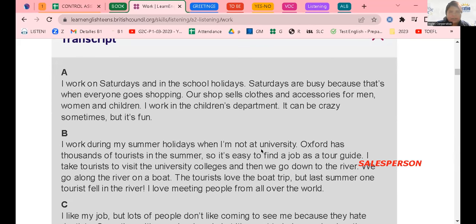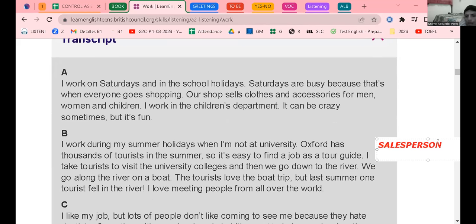Letter B. I work during the summer holidays. When I'm not at university, Oxford has thousands of tourists in the summer, so it's easy to find a job as a tour guide.